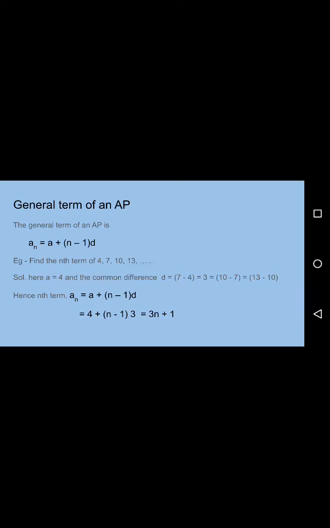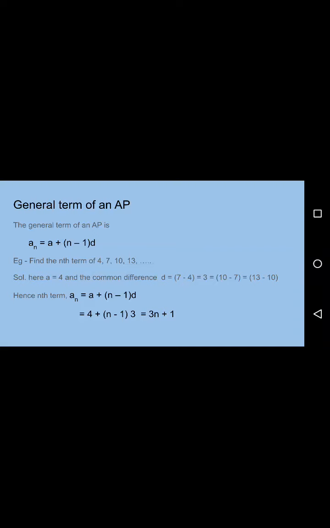Now we know the first term is 4 and the common difference is 3, so we can find the nth term. We substitute these values: in place of a, I wrote 4, in place of d, I wrote 3, and solved it. So I got 3n plus 1. This is the nth term. By this, I can find any term of this particular sequence.